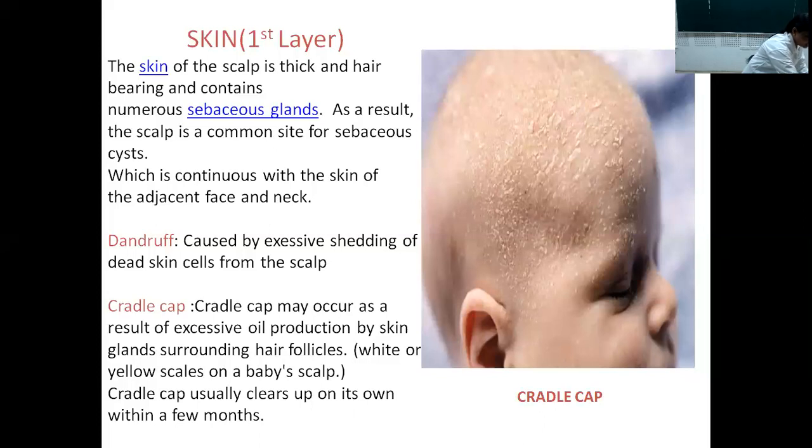See here, it may occur as excessive oil production. So what is this? Oil is produced by the skin because of the sebaceous glands, and it leads to white or yellow scales on the baby's scalp. Usually it clears up on its own within a few months by using a mild shampoo.